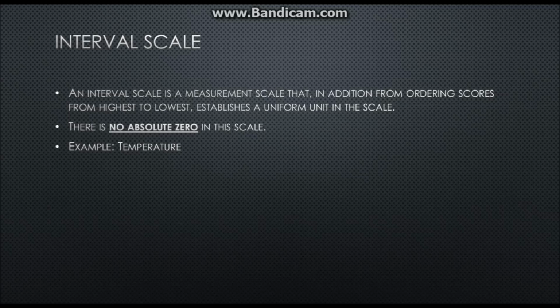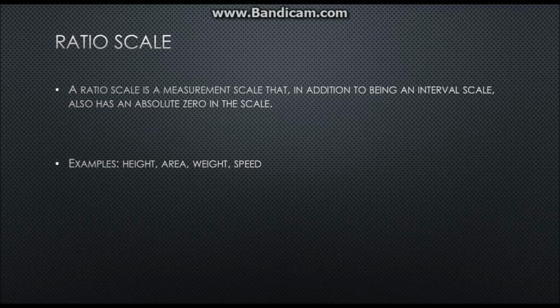So what this is trying to say to us is that in the interval scale, absolute zero means something. Example, temperature. Why? Because in temperature, 0 degrees Celsius or 0 degrees Fahrenheit actually means something. It means that it is cold. Ratio scale, on the other hand, has an absolute zero in the scale. Examples being height, area, weight, and speed, meaning that zero in the ratio scale doesn't mean anything.